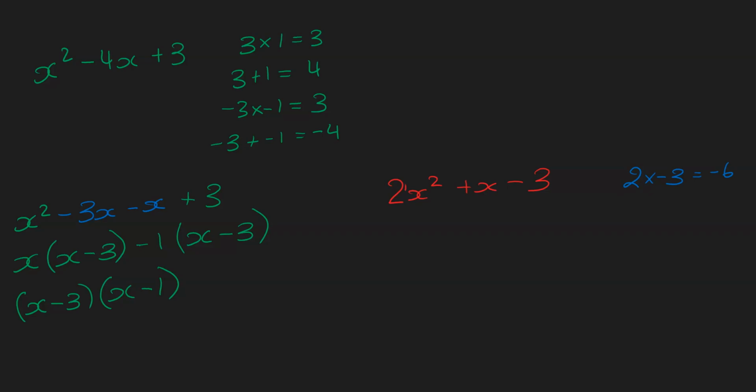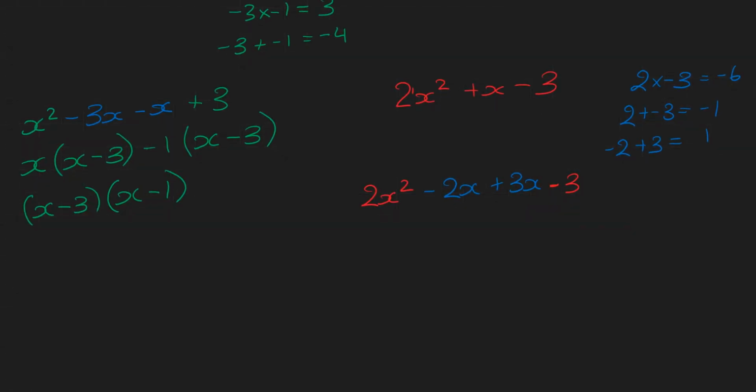Obviously we know that 2 times 3 is equal to 6. So if we went 2 plus negative 3, well, that equals negative 1. But we're looking for positive 1. So we can just switch it around, and we'll go, well, negative 2 plus 3 equals positive 1. And now we can split that middle term up again. So we get 2x squared minus 2x plus 3x minus 3. So we've split that middle term up.